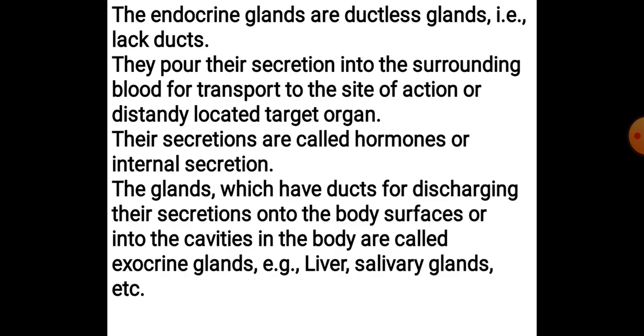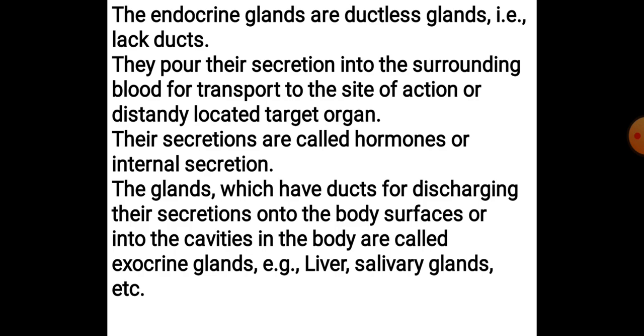The hormone is poured into the blood streams there, and through that blood stream the hormone reaches the target site, wherever it has to cause its effect. So the secretions which are secreted by the endocrine glands are known as hormones. Hormones are also known as chemical messengers or growth regulators. So these are the other names of the hormone.